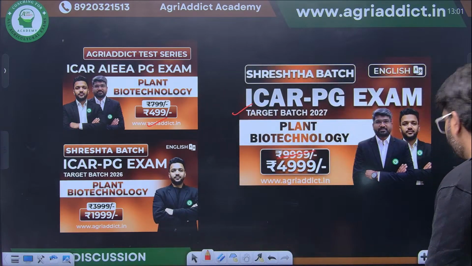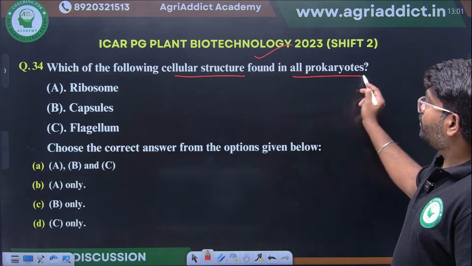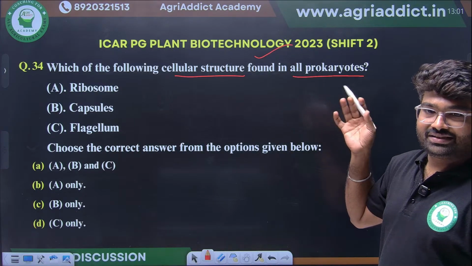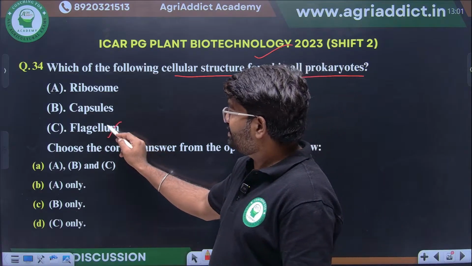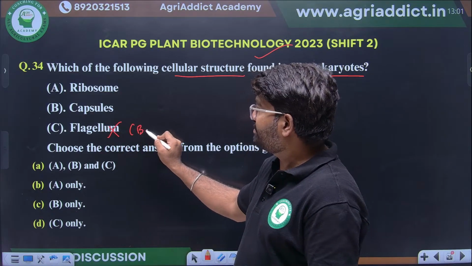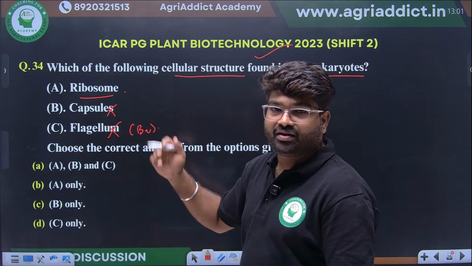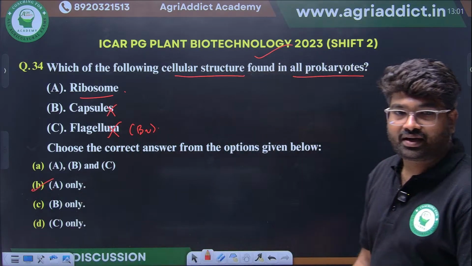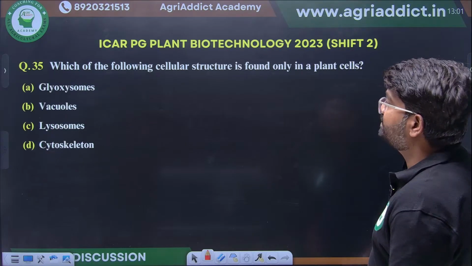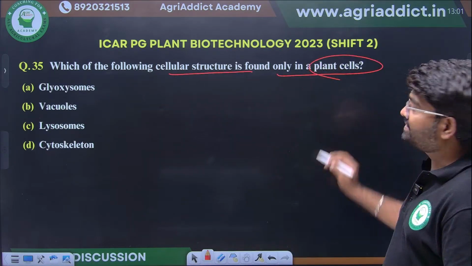Okay, students. Now, which of the following cellular structures is found in all prokaryotes? They are saying in all the prokaryotes, this cellular structure will be present. Flagellum will not be there, that will be present in some bacteria. Capsules will not be there. So ribosome only will be present in all prokaryotic organisms.